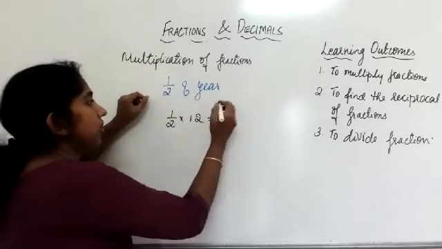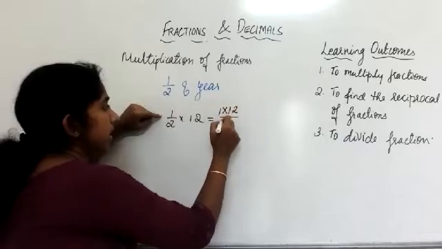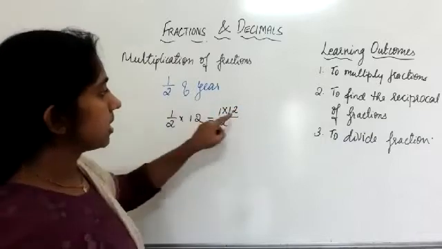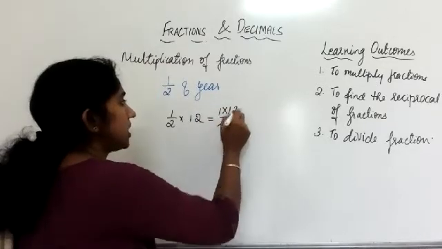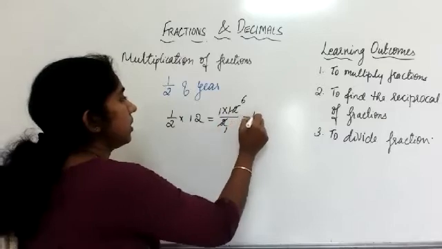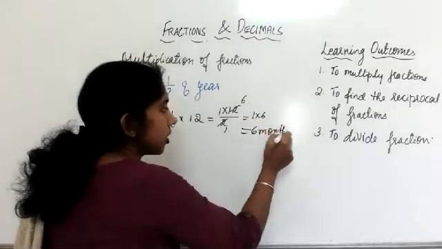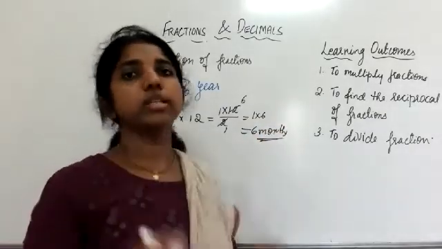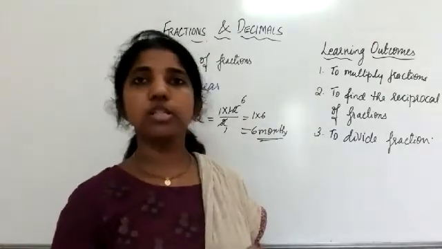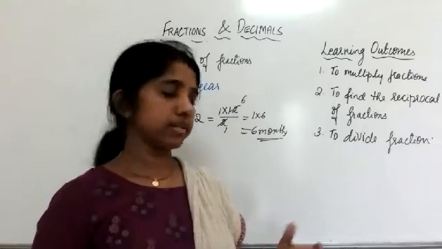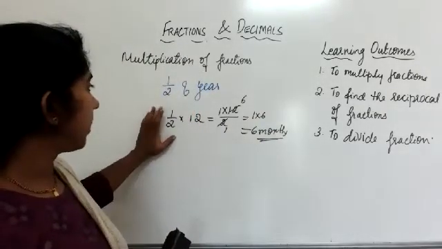What you have to do is multiply the whole number with the numerator of the fraction, divided by the denominator. Now, you can see that the numerator and denominator have a common factor. 2 ones are 2, 2 sixes are 12. So 1 into 6, it is 6 months. It's been 6 months that you have not gone to watch a movie in the theatre, right? Yes, that is the situation. In such cases, we use the multiplication of fractions. So you have learned how to multiply a fraction by a whole number.